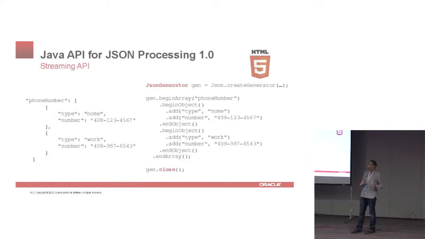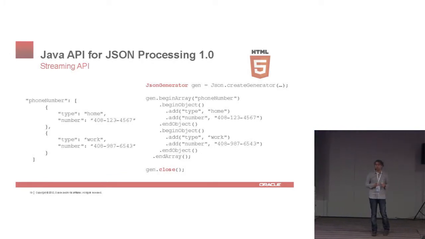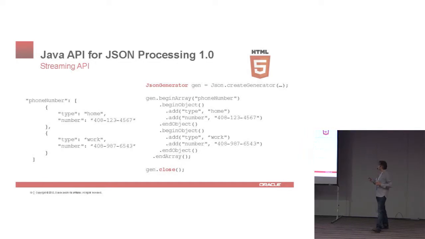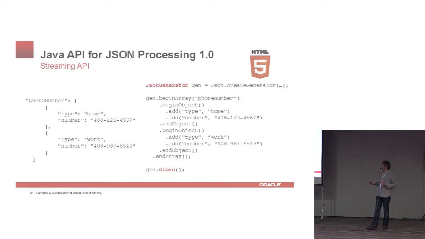The other way around: how can we generate this JSON object using Java code? It's exactly the same approach. Instead of a parser, we need a generator. And then we'll just use a fluent API to describe the object. It's an array, so I use the beginArray method. I use beginObject to describe my first object.